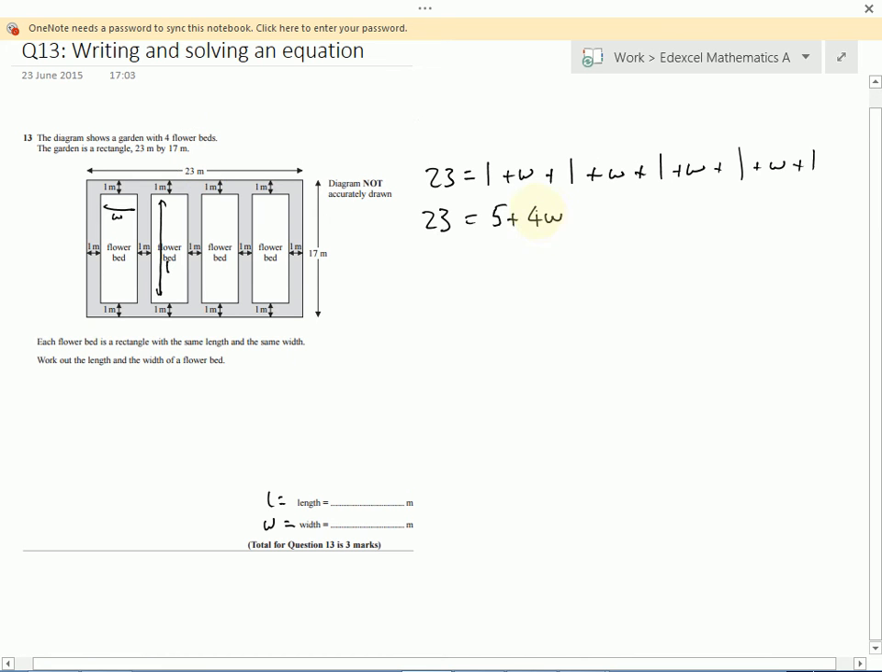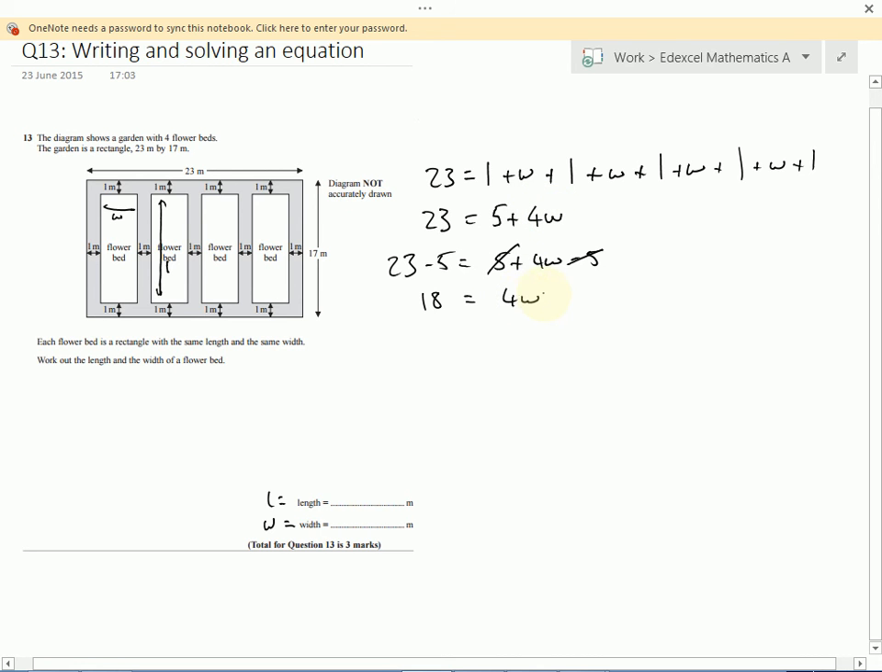We want the letters on one side of the equation and the numbers on the other side, which means we've got to get rid of this 5. So I take away 5 from 5 plus 4W, so that they cancel with each other. But if I take away 5 from this side of the equation, I have to do the exact same thing to the other side. So that will be 23 minus 5, which is 18, and 18 equals 4W.